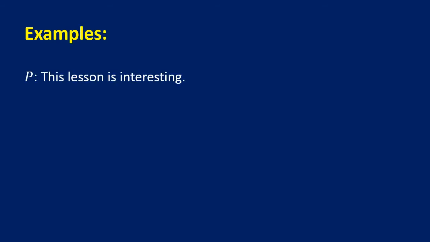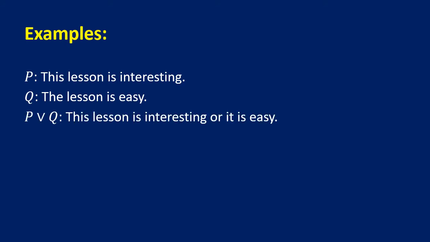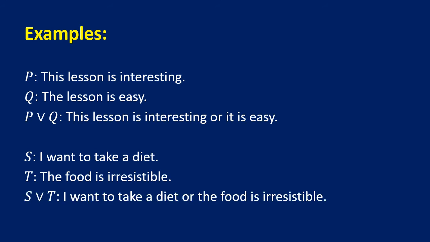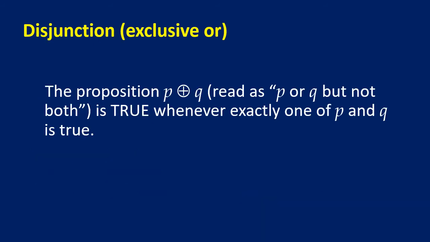Okay, examples. P: This lesson is interesting. Q: The lesson is easy. What is the statement P or Q? This lesson is interesting or it is easy. Next, S: I want to take a diet. T: The food is irresistible. What is now the statement S or T? I want to take a diet or the food is irresistible.